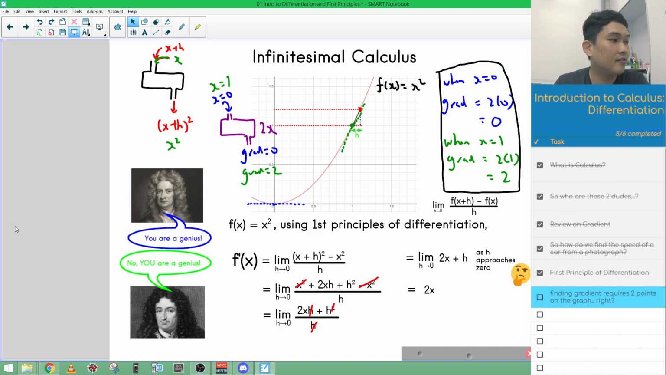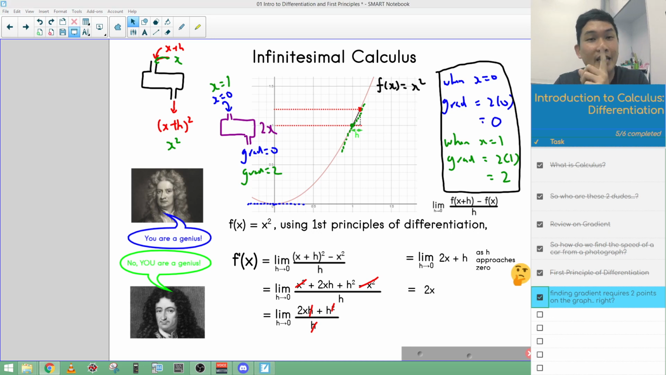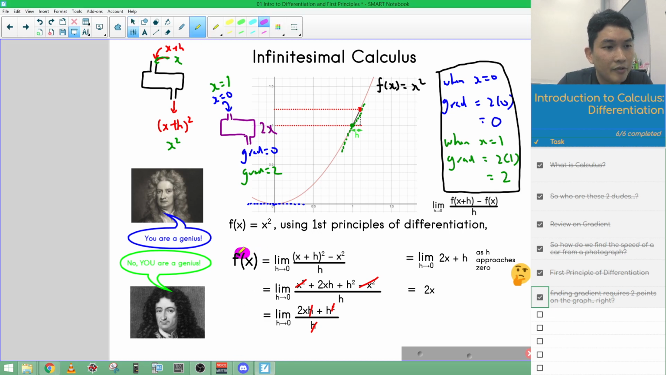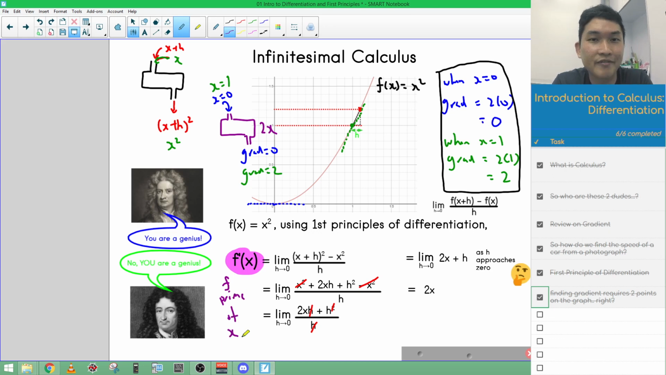And this is where I'm going to check off my last checkpoint on the checklist. It says finding gradient requires 2 points on the graph, right? No. If you know the first principle of differentiation, you only need 1 point. You are no longer bounded by the laws of nature that you need 2 points to find gradient. That's absolutely beautiful. One last thing that I want to talk about before I end the video, and that is this. I've written a function over here that is different from f of x. It's f apostrophe x. And how we read this is called f prime of x. It is a notation for the gradient function.